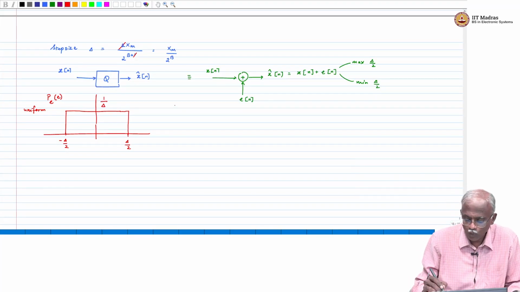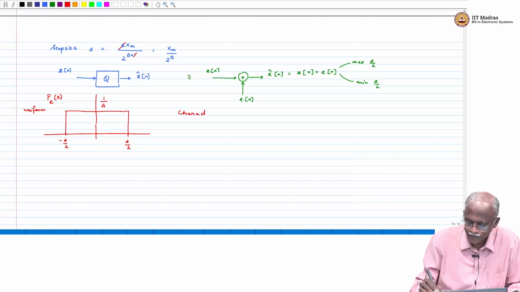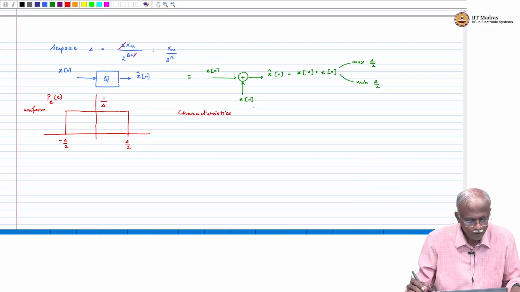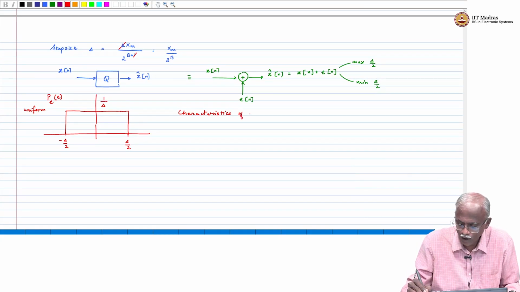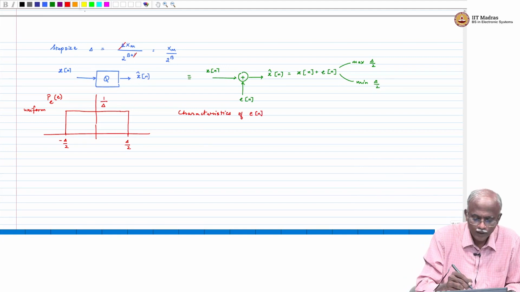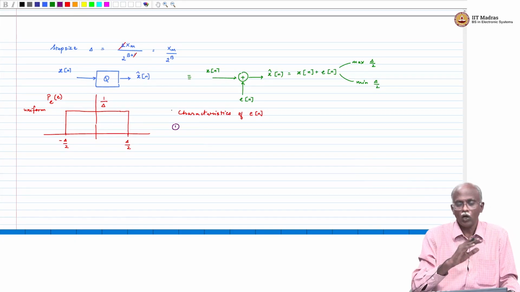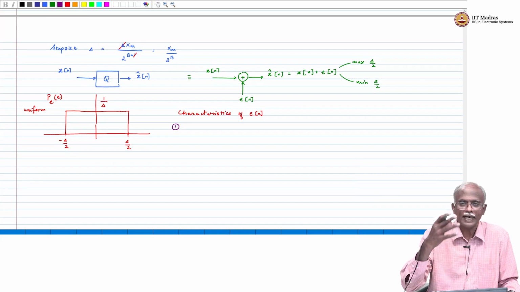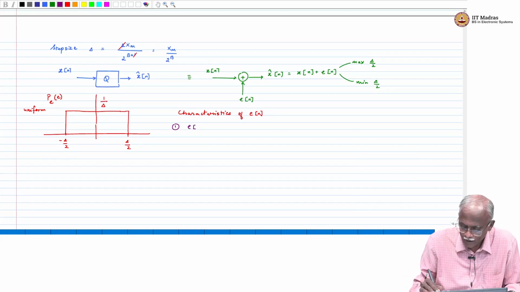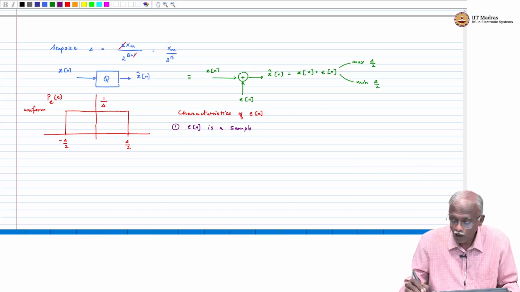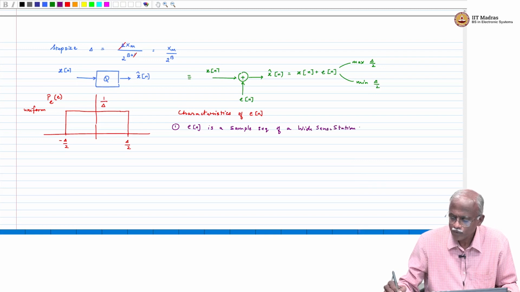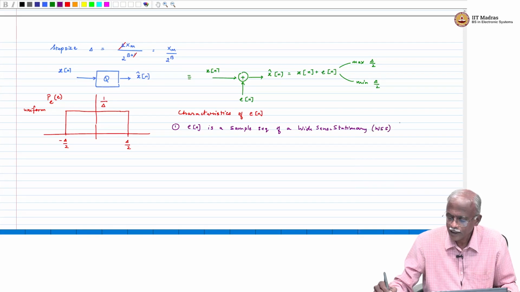So, what are the characteristics of the error signal? Okay, this is an important set of assumptions. I would like you to be very careful, and if you have any doubts, we can discuss it more, or you can also do some additional reading. Characteristics of the error signal E of n. Okay, here are some assumptions. Some of these terms may not be so familiar, but we can always explain. But basically, this is taken from random process theory. So, E of n is said to be a sample sequence of a wide sense stationary random process, a WSS random process.